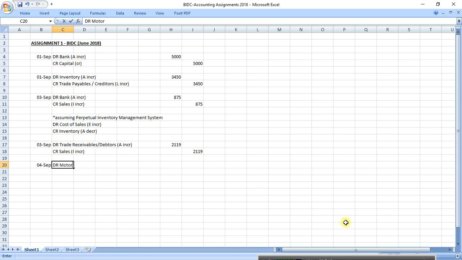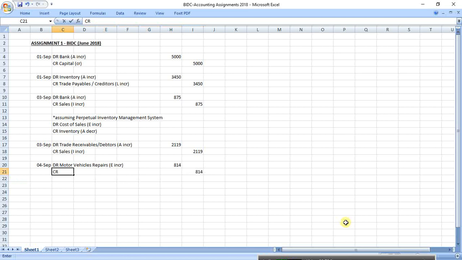So motor vehicle repairs, brackets, expense increase. What is the amount? 814. Looks like it's 814. Do you have a ruler there? Just check that I am reading the right line. It's a bit difficult reading it backwards, but okay, good. Just to make sure we got the right figure.